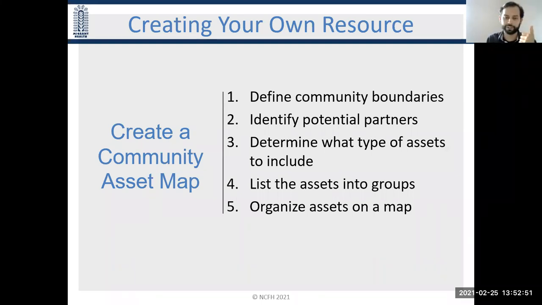This can be your service area or the service area where your patients are able to access. Secondly, identify potential partners. Third, you want to determine what type of assets to include. You don't want to have such a broad range that your asset map is not specific to what you want to address. So it's important to follow step 3 in determining what type of assets to include. And our asset tool will have a nice categorized spreadsheet that I'll be pointing out so you can determine the type of assets that you want to identify.